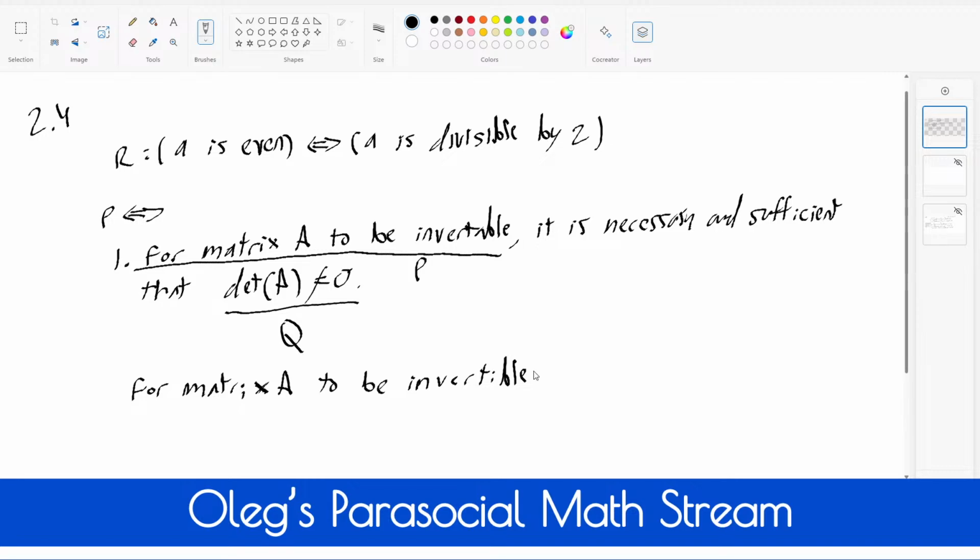Okay, so for matrix A to be invertible, that's P, and then we're going to say if and only if. Let's see here. For matrix A to be invertible if and only if, and I'm going to fix that in a second here. That's a problem.